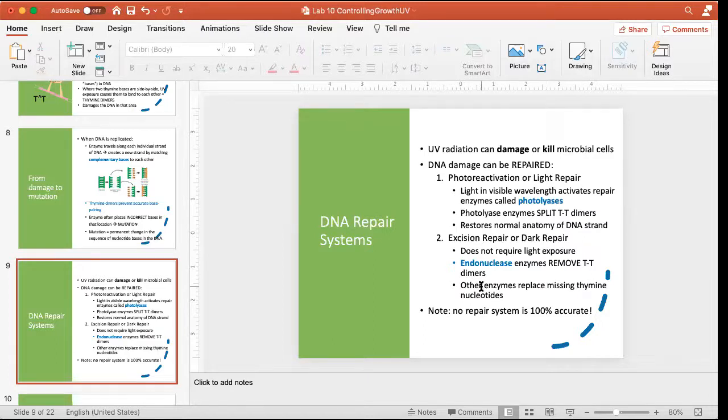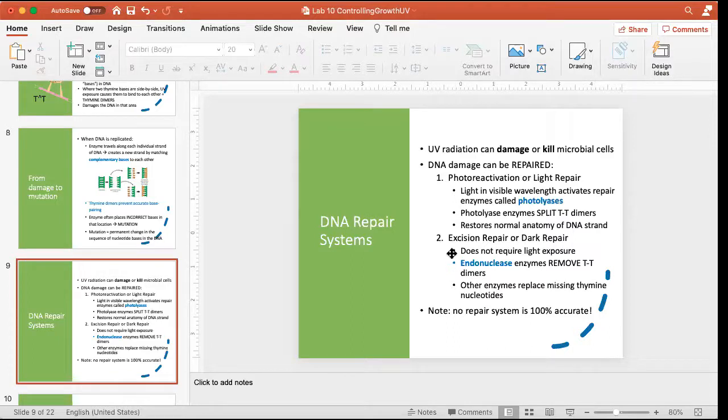Actually, other enzymes do this. Other enzymes replace those two missing thymines. So the endonuclease goes down the DNA strand, and anytime it finds a dimer, a thymine-thymine dimer, it removes it. So now you've got a hole in the DNA strand. Other enzymes will come along and replace those two missing thymines and return the DNA to its normal anatomy.